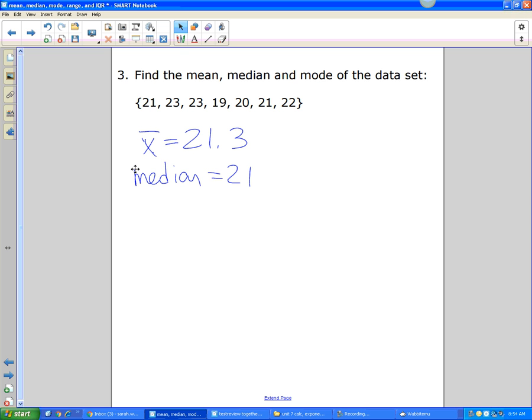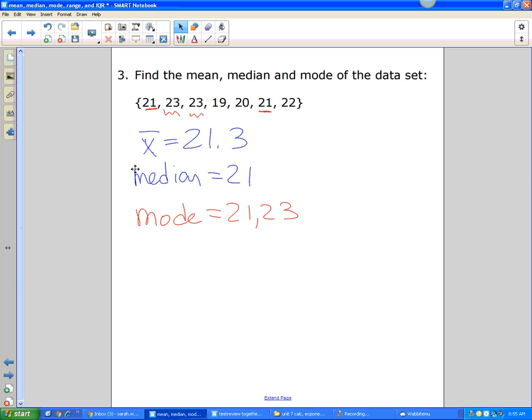And Gracie, what's the mode mean? Like what's the one that shows up the most? So which number shows up the most, Gracie? Good. And there's one other number too, Gracie. Good. So this one again has two modes. So 21 is on there twice and 23 is on there twice. So both of those are the modes. It has two of them. Okay.